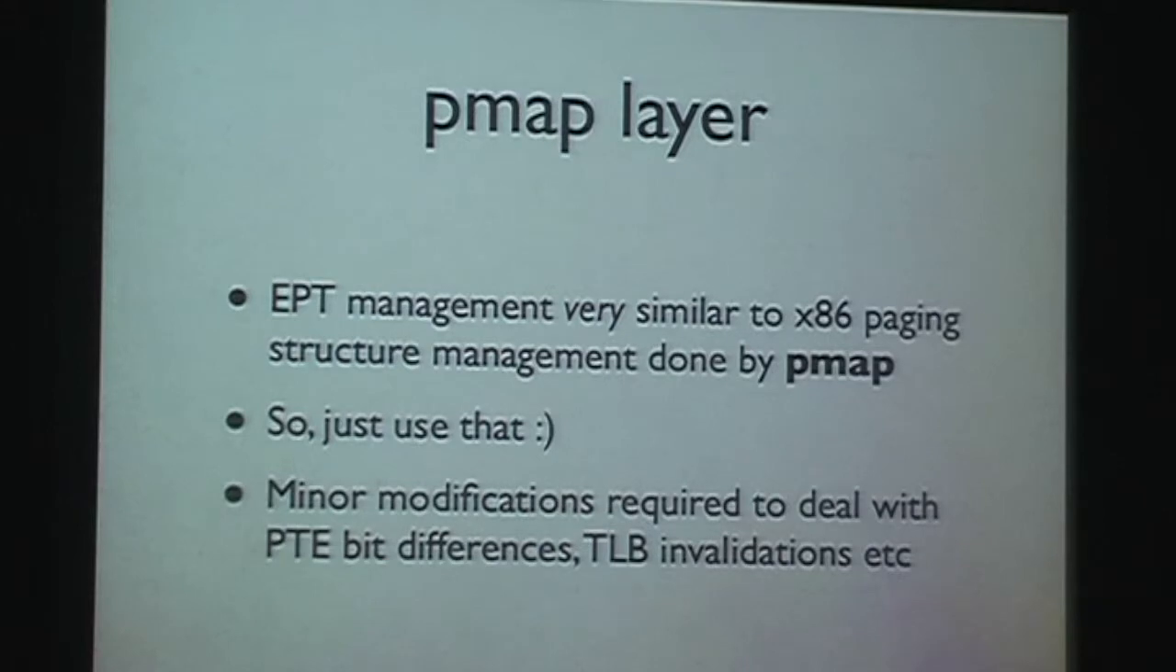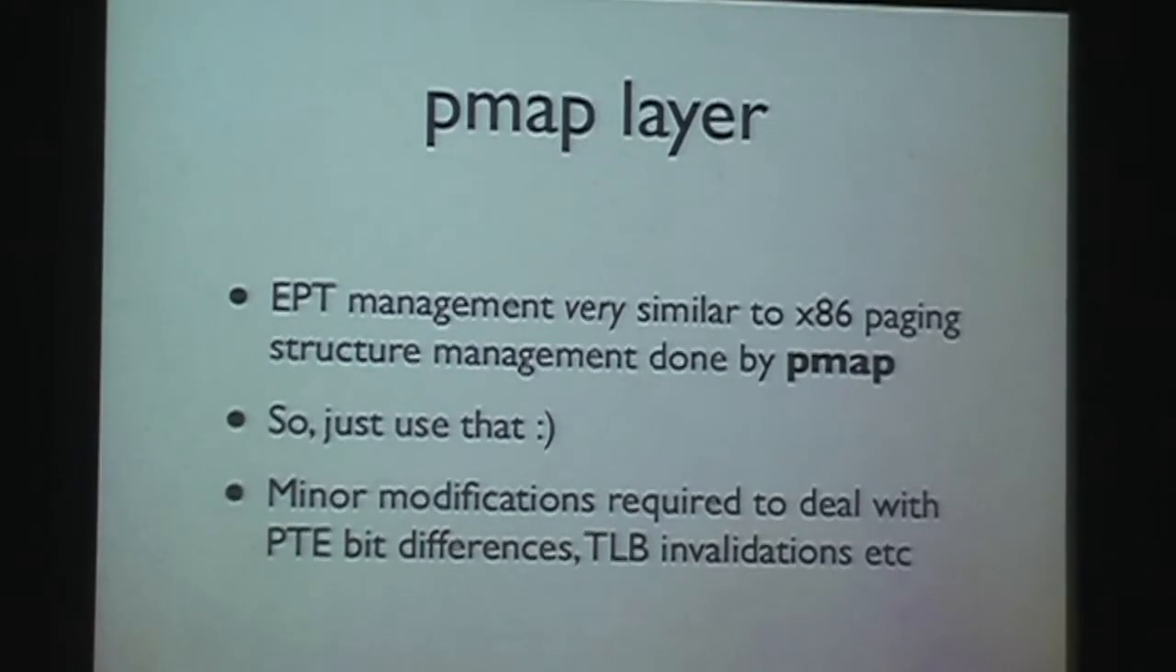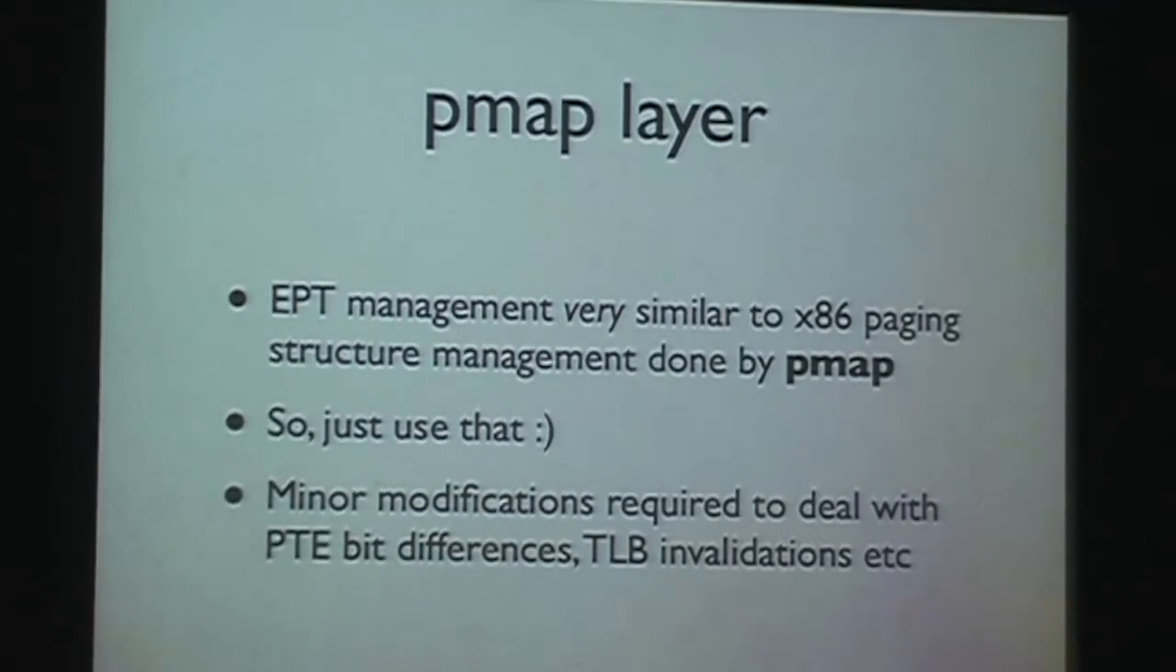Because EPTs are basically x86 paging structures, FreeBSD already has a module that manages paging structures. That's the PMAP layer. It's been around a very long time in FreeBSD. It's one of the core pieces of code. I think it's considered exceptionally stable. So rather than writing our own version of PMAP, which we would then probably have to do the 20 years of bug fixing, we decided that it would be easier if we reuse that piece of code.